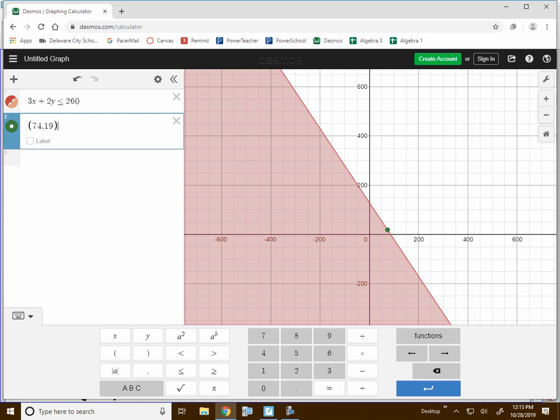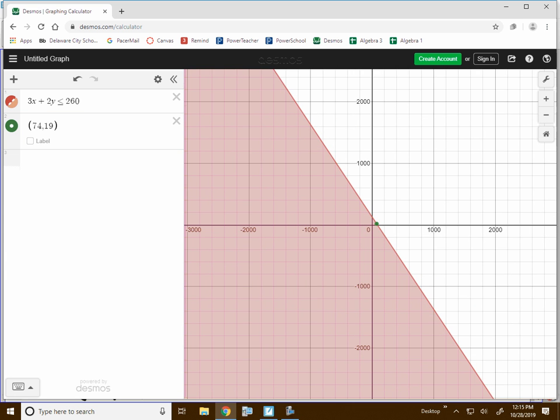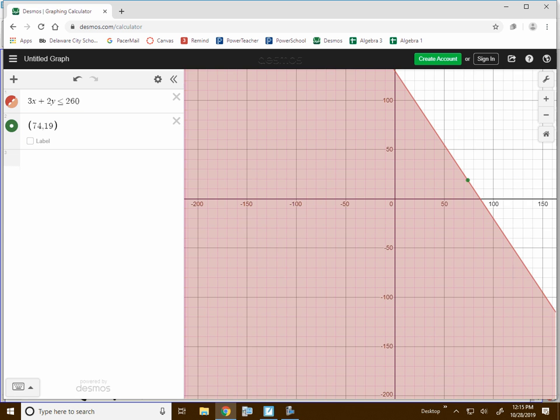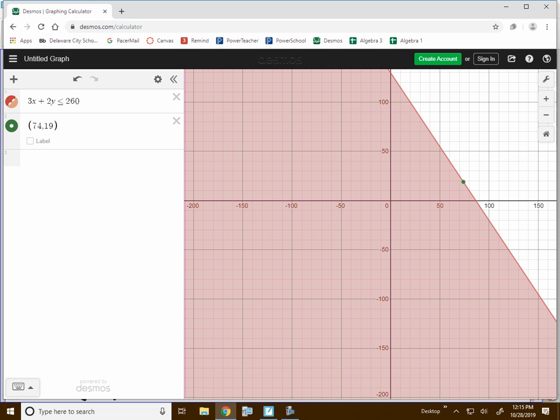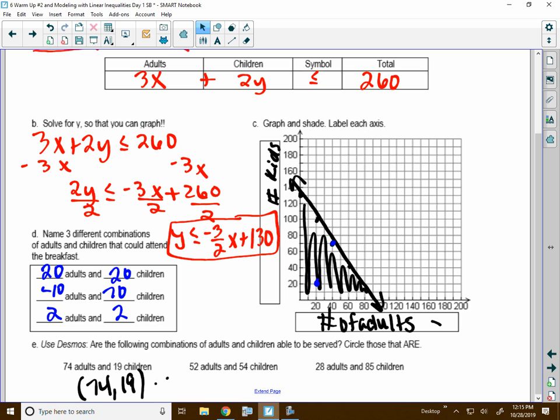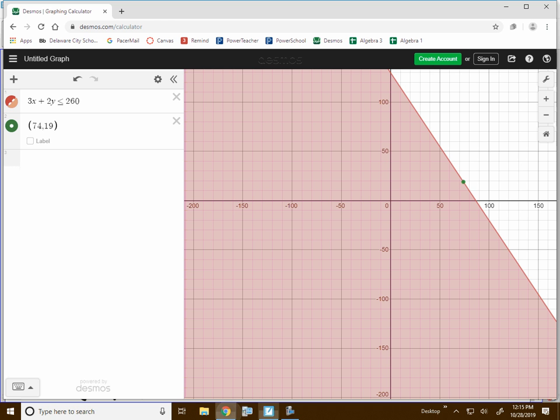Do I have it right, 74-19? Okay. Now I'm going to zoom in and make sure. It's on the line, so yes or no? Yes, so go ahead and circle that one. Okay, our next one is 52-54. So I'm going to type that one in.